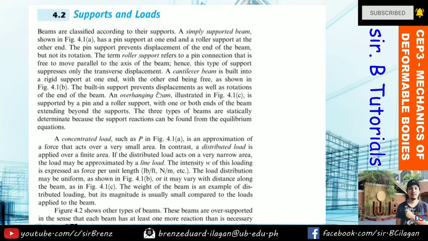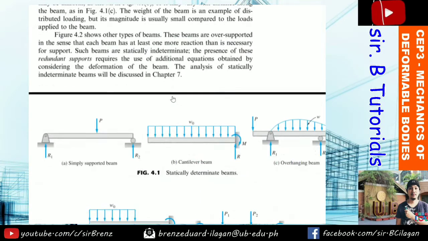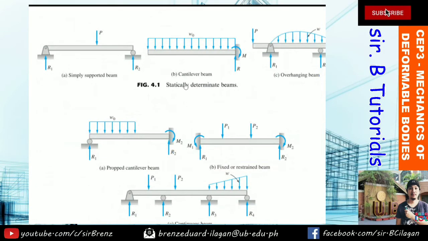The built-in support prevents displacement as well as rotation of the end of the beam. So, yung 4.1b, so this is the cantilever beam. Again, yung isang end niya is rigidly fixed, meaning even the rotation, meron siyang support or meron siyang moment. Okay? It is preventing the moment. So, fixed nga eh. So, hindi siya talaga totally gagalaw. So, yung rotation niya is prevented also.